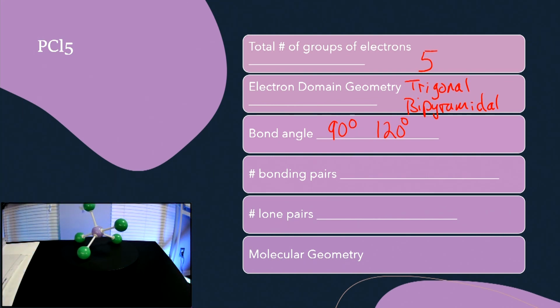The bonding pairs will be 5. The lone pairs will be 0. And the name that's given to the molecular geometry, because there are 0 lone pairs, it's also going to be trigonal bipyramidal.